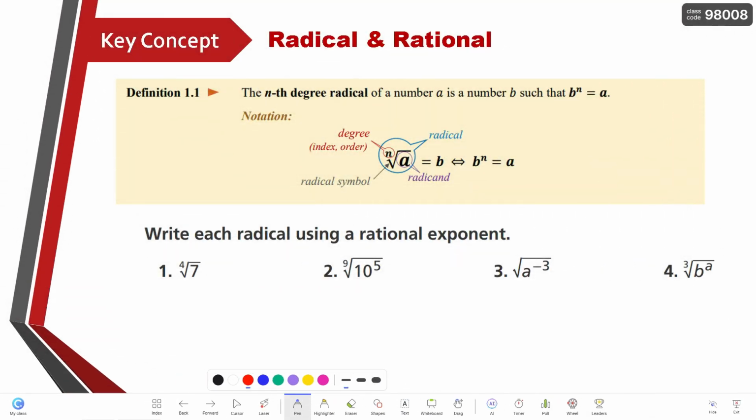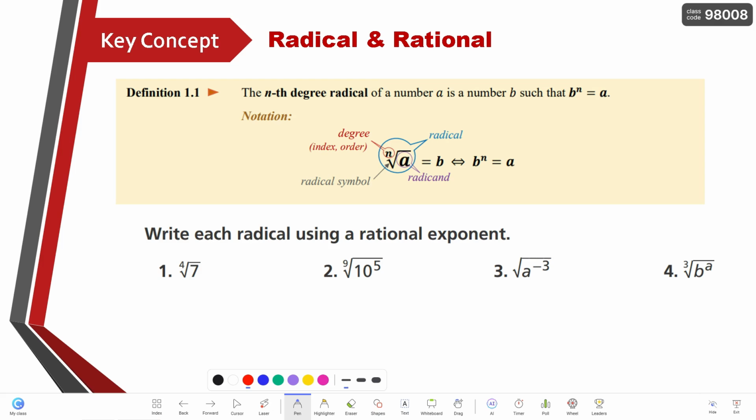The next property is how to rewrite or convert between a radical expression and a rational expression, or the expression with an exponent. So first of all, we need to understand what a radical expression is. A radical expression is any expression that has a radical symbol like that one, and the radical symbol here has some parts, like the number below the radical, which is called the radicand, like a, and the n number here is the degree or the index of this radical, and the whole expression is called the radical expression.